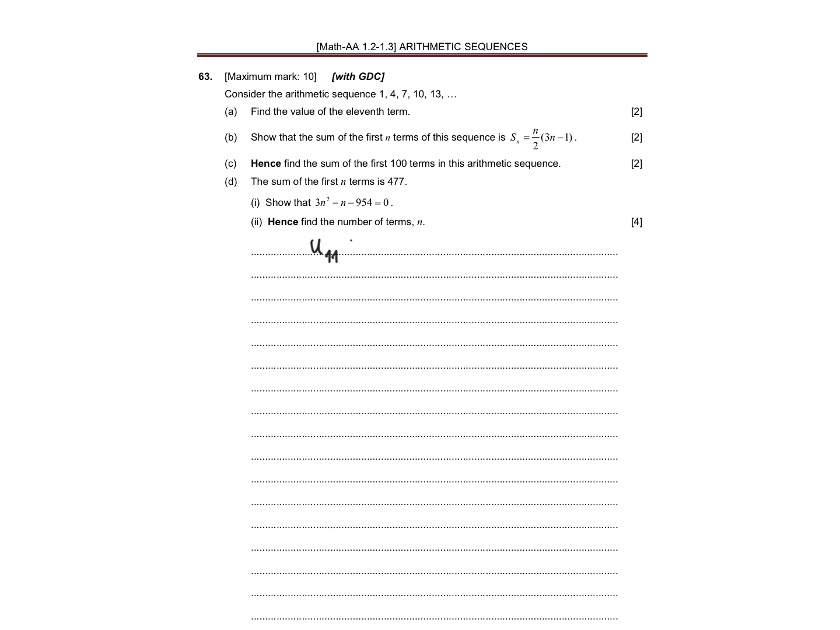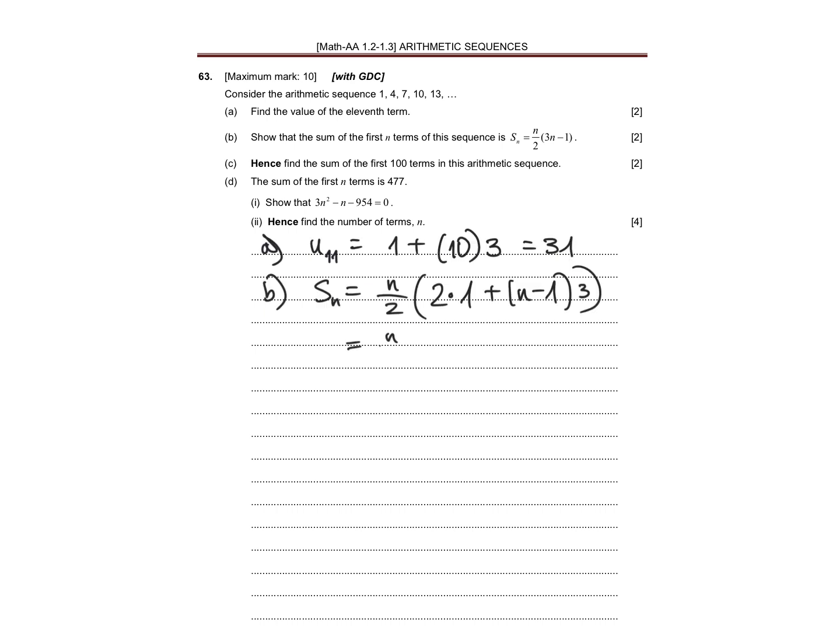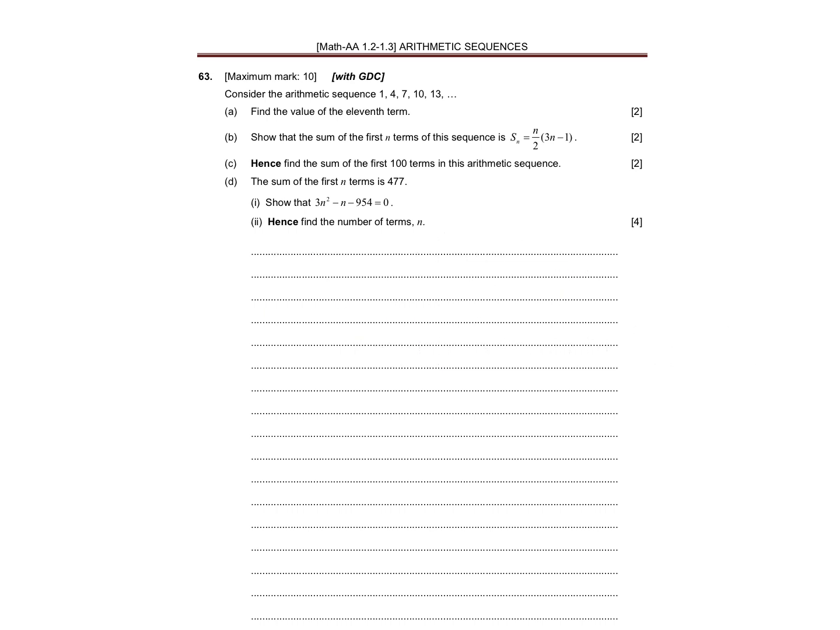All right, consider the arithmetic sequence. Find the value of the 11th term. So we want u11 equals u1 plus 11 minus 1 times the difference, which is 3, so 31. For B, show the sum of the first n terms. Okay, so we have n terms, and we have n over 2 times u1 plus n minus 1 times 3, and just distribute out. So n over 2, 3n minus 1.